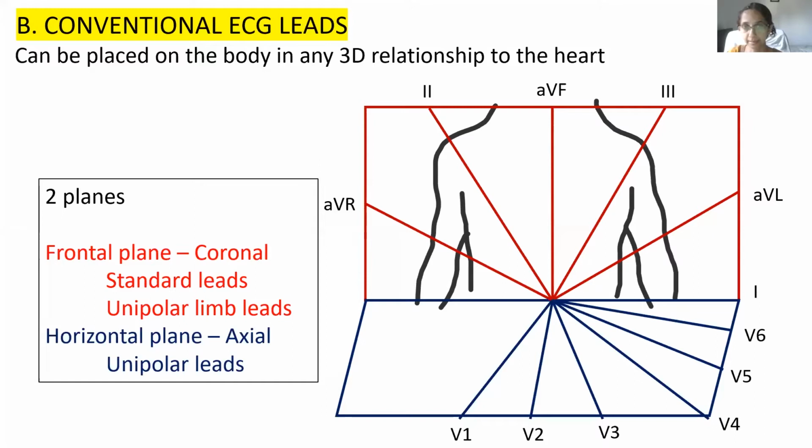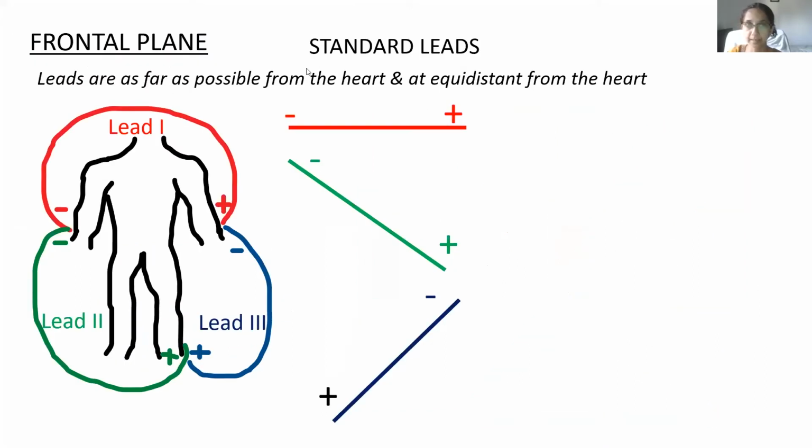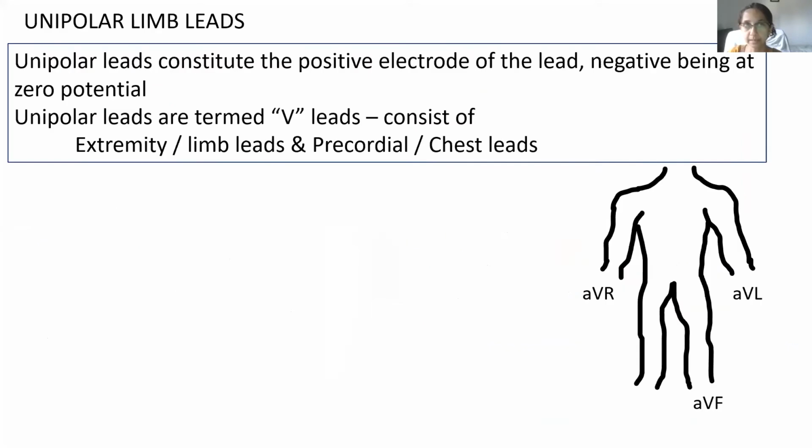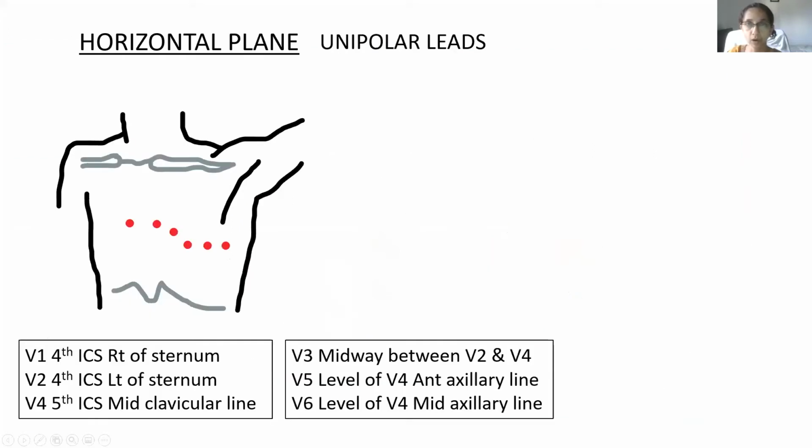So we can understand that the coronal or the frontal plane has the leads 1, 2, and 3, which are the standard leads, meaning they have a positive and a negative end. Whereas the unipolar leads have only the positive electrode, and they constitute the AVR, AVL, and the AVF. Coming to the horizontal plane, all the leads are unipolar, starting from V1 to V6, and this gives us information about the horizontal axis. That means right, left, in addition to the anteroposterior understanding.